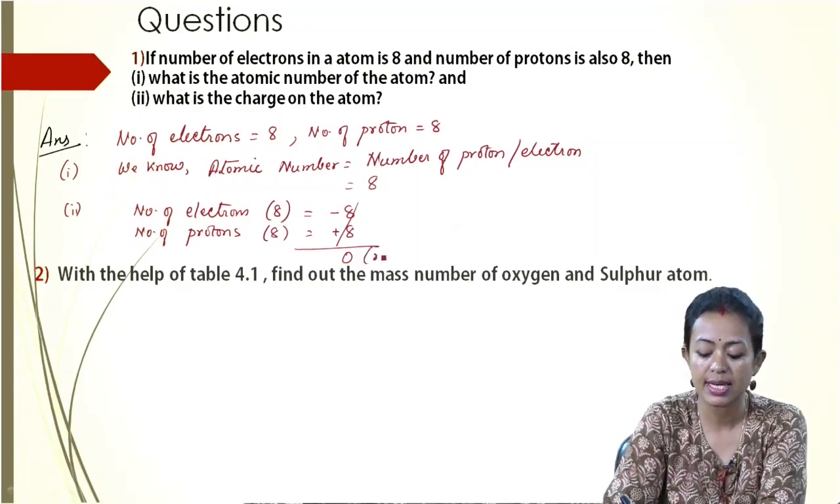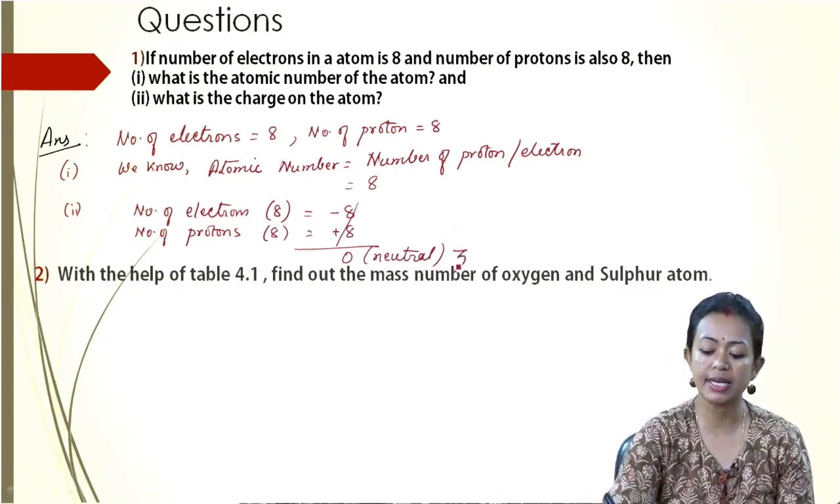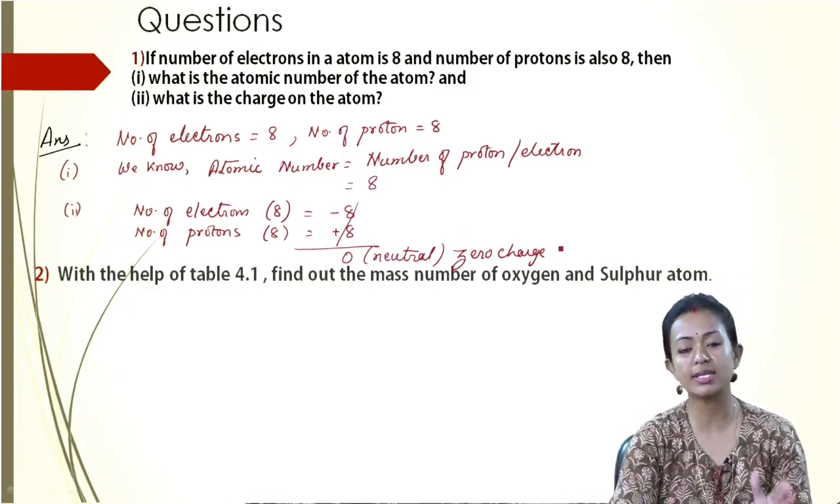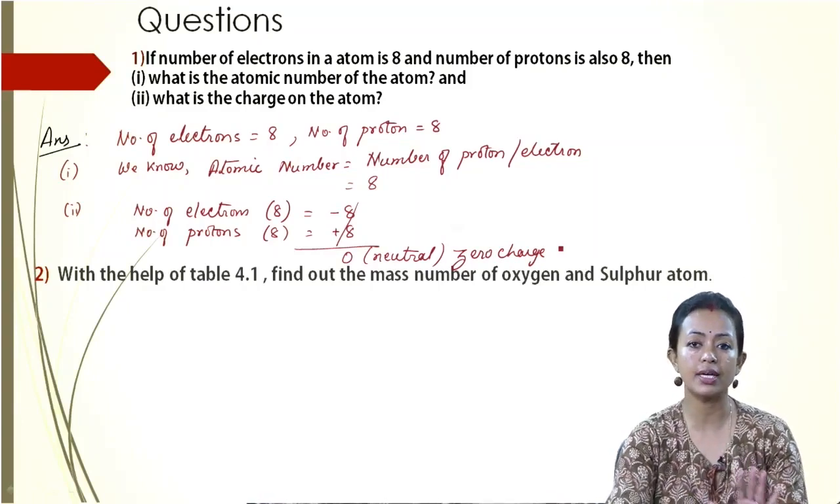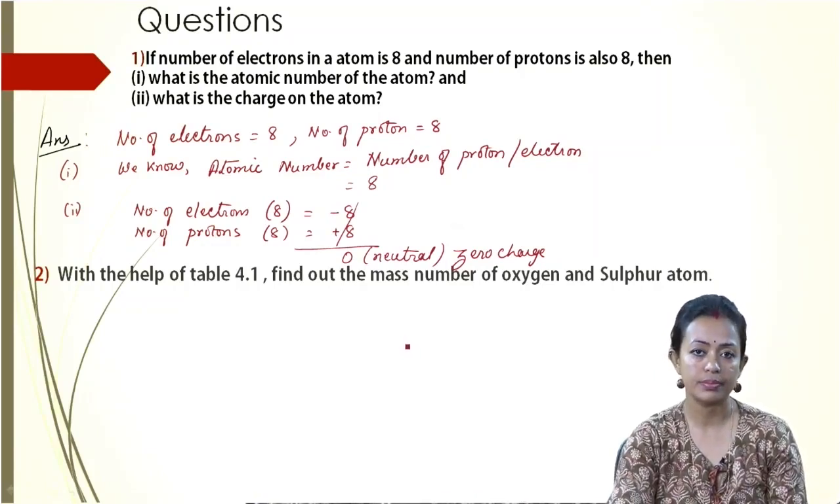Because these two are equal, they cancel each other and the total overall charge will be equal to 0. That is, there will be no charge and the atom is going to be neutral. So the charge is basically going to be 0. Why 0 charge? Because the number of negative electrons and the number of positive protons are equal. So these charges cancel each other, the overall atom becomes neutral and thus the charge is 0.